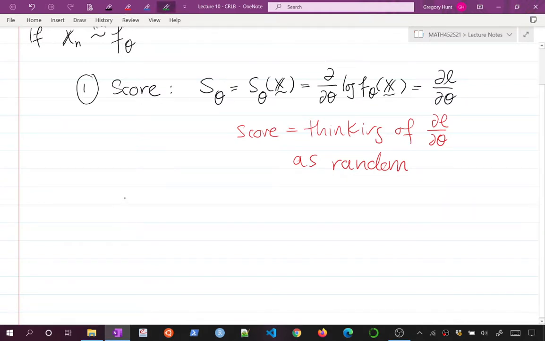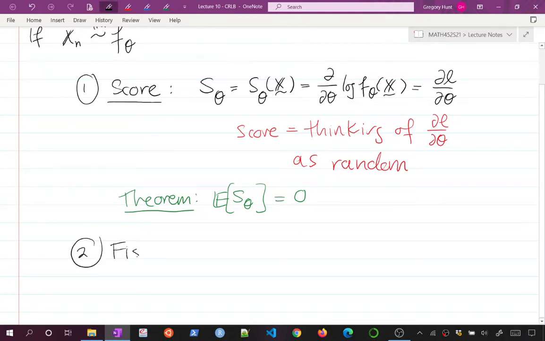Our theorem, which we've now reviewed twice, but this is very notationally heavy, so I think it's good to review these concepts a couple times, was that in expectation, the score is 0. So the expected value of the score, a random variable, is 0. And the second thing that we had talked about was the so-called Fisher information, named after Sir Ronald Fisher, famous statistician.